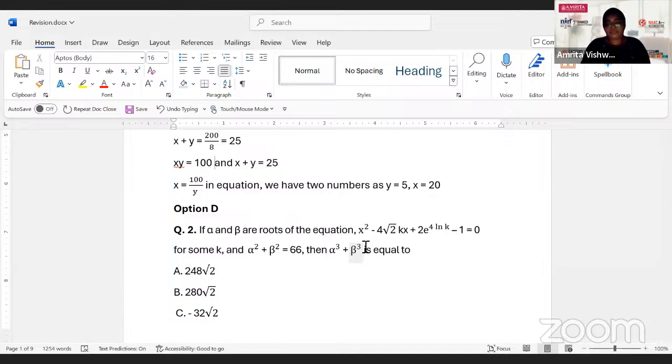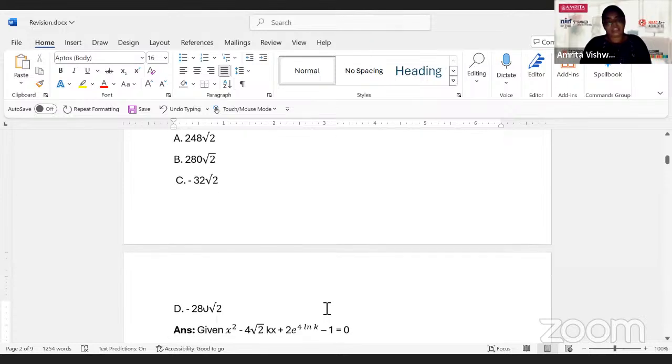The options are 248 root 2, 280 root 2, minus 32 root 2, and I think minus 280 root 2.